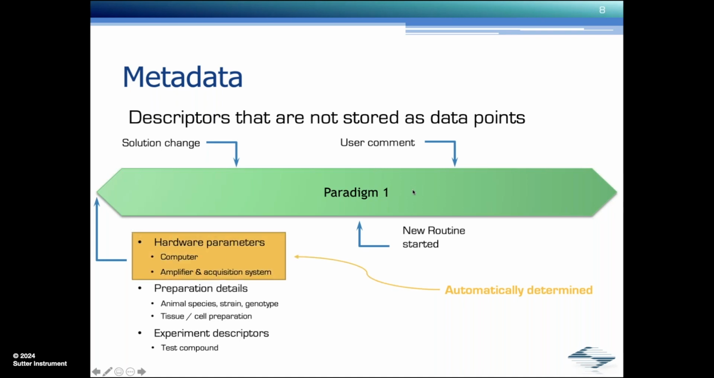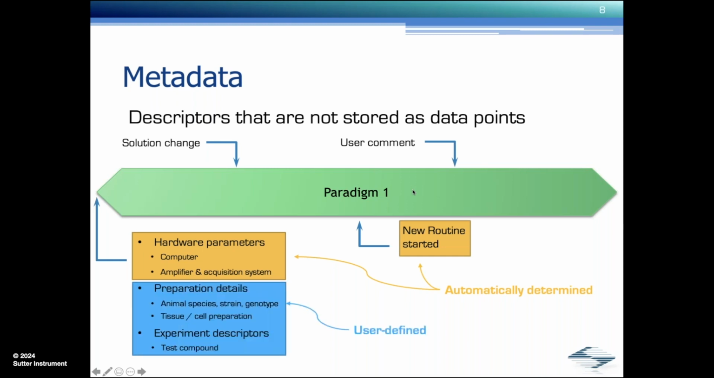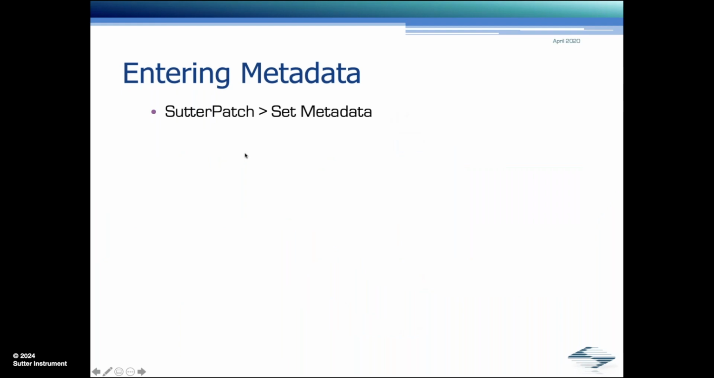Metadata can either be automatically determined, like those hardware parameters. We know them, the software knows them, so no need for the user to enter them, or when a new routine gets started. Or they could be defined by the user, things like the preparation details, the experiment descriptors, or also, of course, the parameters like a comment or when a solution change happens. It's either manually tagged, or if the solution switch is controlled through software, it would be there. Now, how do we enter the metadata?